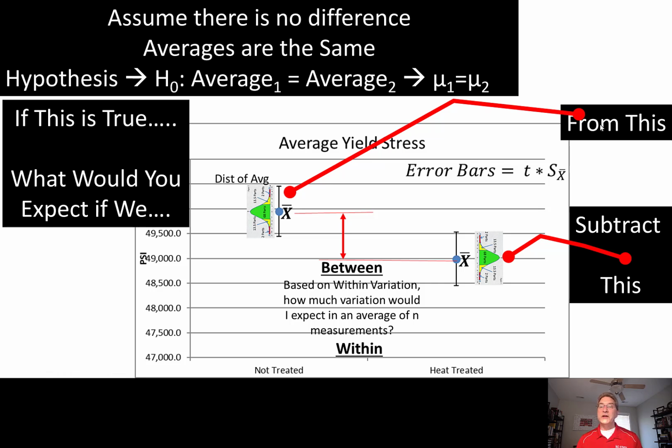Think about that for a second. I'm hoping you would say, well, I would expect to get a value close to 0. Because if they're both the same, then yeah, I may get an average here or here, but you remember that the error bars are pretty small on the averages. So I'm going to get a value close to 0.